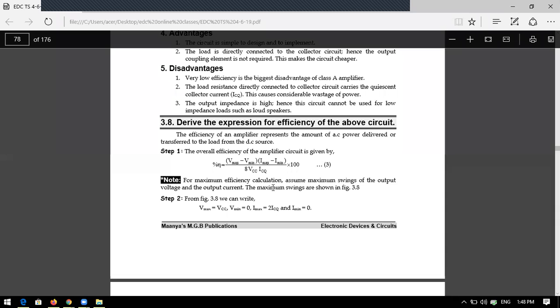That is not the general formula. What is the overall efficiency of any amplifier circuit? It is (Vmax minus Vmin) into (Imax minus Imin) divided by 8 into VCC into ICQ, into 100. So that is the formula you have to learn. That is the general formula for the conversion efficiency of any power amplifier.